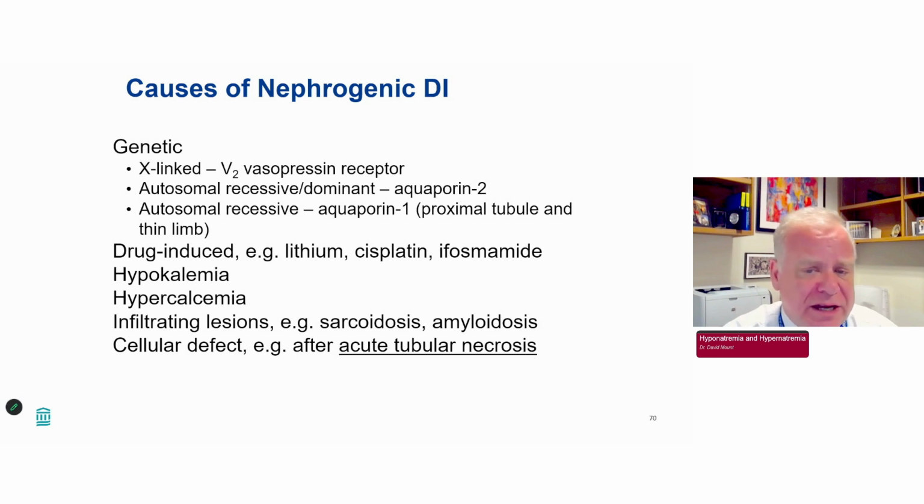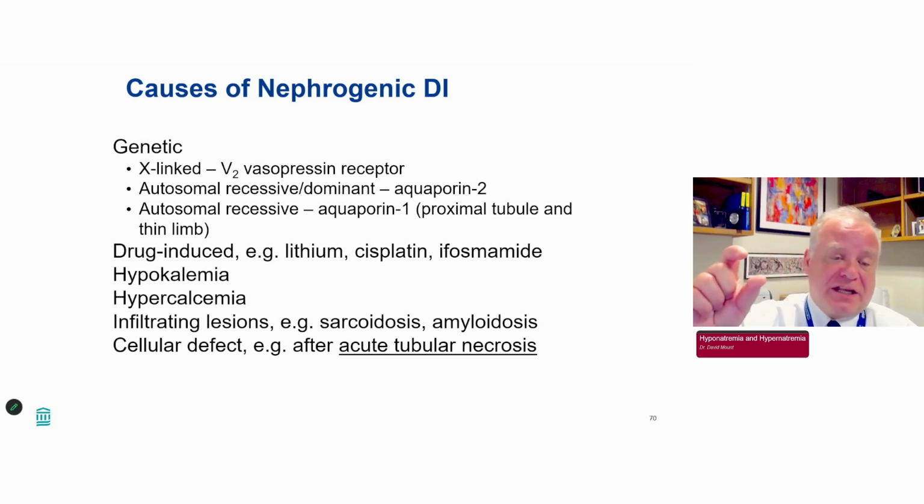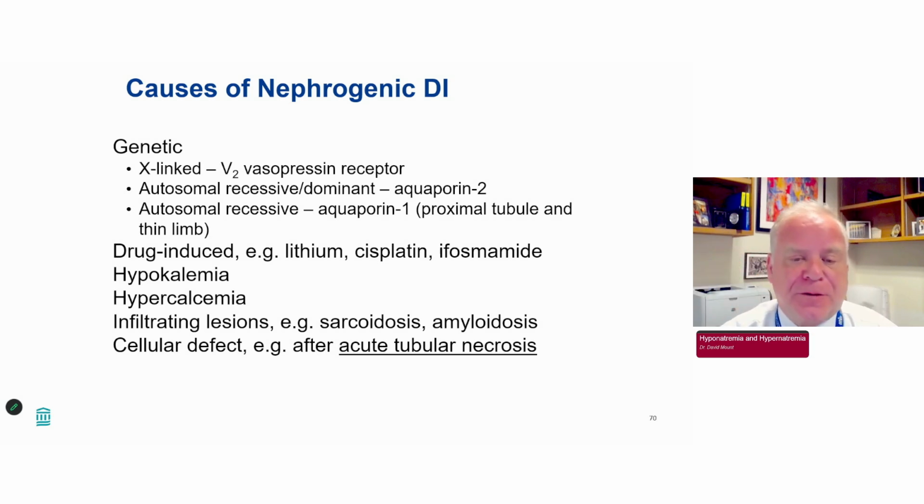So causes of nephrogenic DI: I mentioned the nephrogenic SIADH, which is due to an activating mutation in the V2 receptor. There are many, many different mutations that cause loss of function in the V2 receptor, which is X-linked, and you'll pick up with a Renocyte panel if it's a coding mutation. There are autosomal recessive or dominant causes due to mutations in aquaporin 2. There's an autosomal recessive form, aquaporin 1.